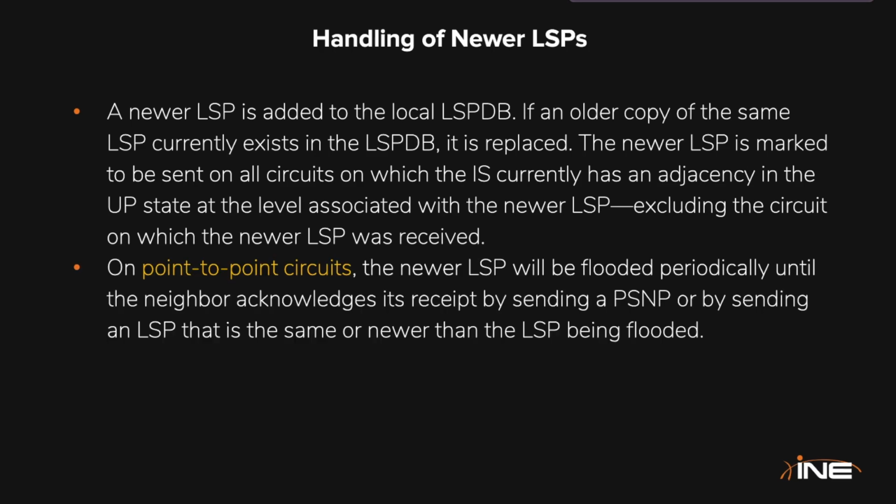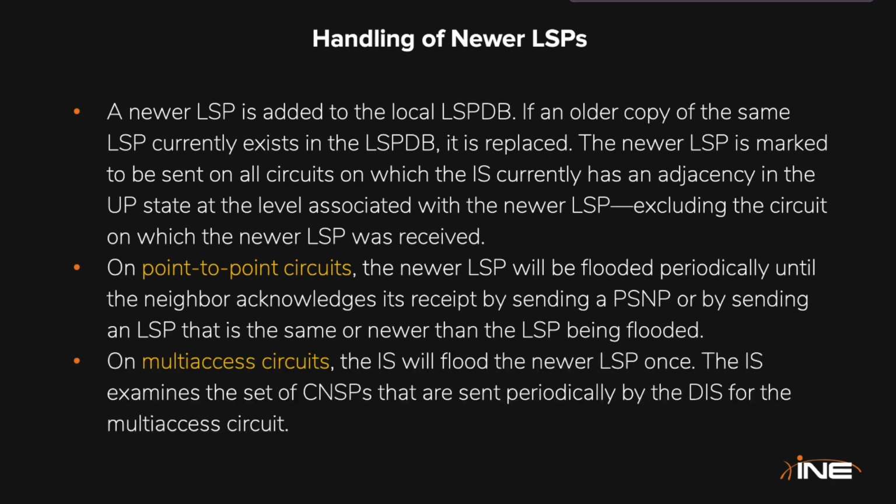On a point-to-point circuit, the newer LSP would be flooded periodically until the neighbor acknowledges. On multi-access circuits, it is only flooded once. Basically, if there are 3 routers in the same broadcast domain, then router A would send the LSP only once to the DIS, which is the DR. And it is the DIS's job to send that information to everyone else. So something like OSPF, where you send your update to the DR and the DR sends the update to everyone. So it is only sent once on a multi-access circuit. However, on point-to-point circuits, it is continuously flooded until you send me an acknowledgement.